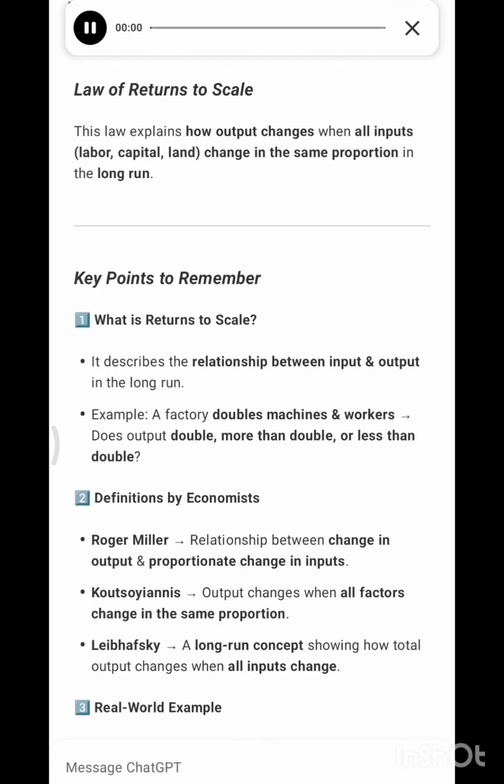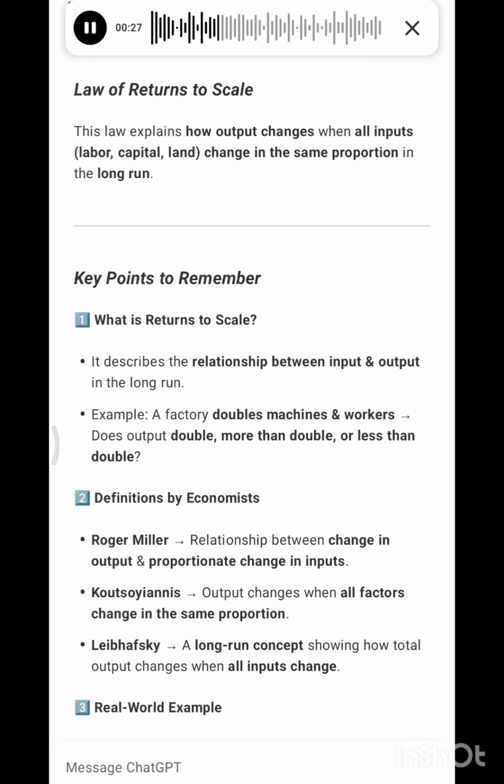Law of returns to scale. This law explains how output changes when all inputs, labor, capital, land, change in the same proportion in the long run. 1. What is returns to scale? It describes the relationship between input and output in the long run. Example, a factory doubles machines and workers. Does output double, more than double, or less than double?